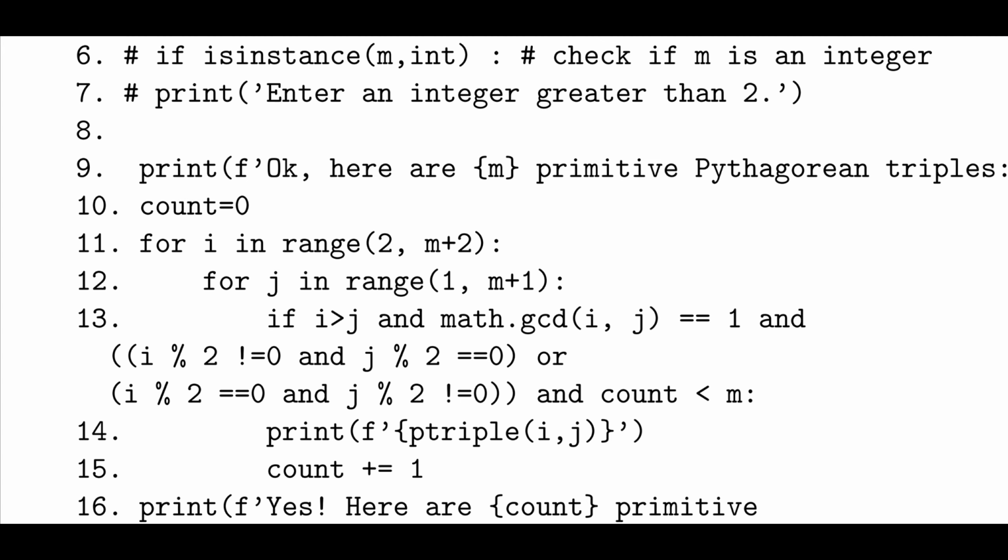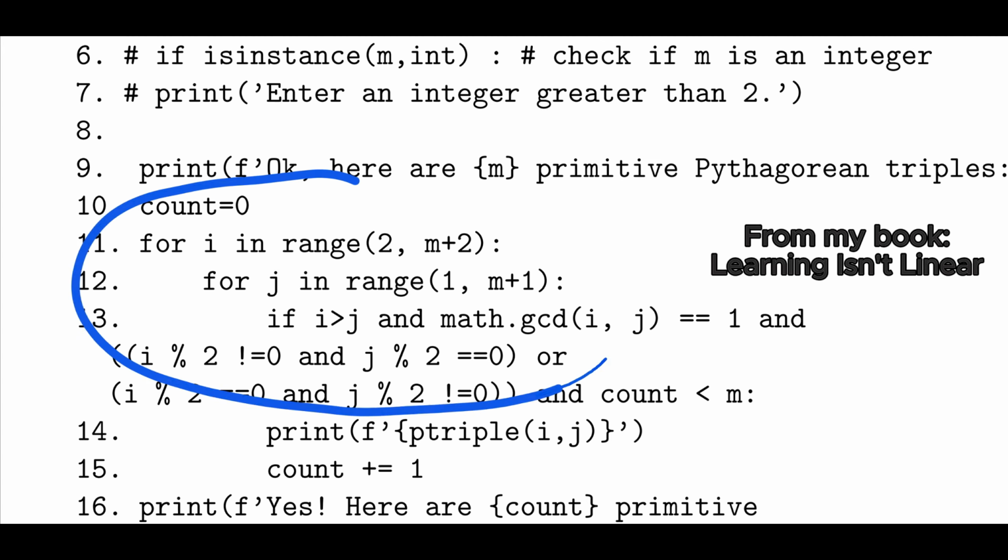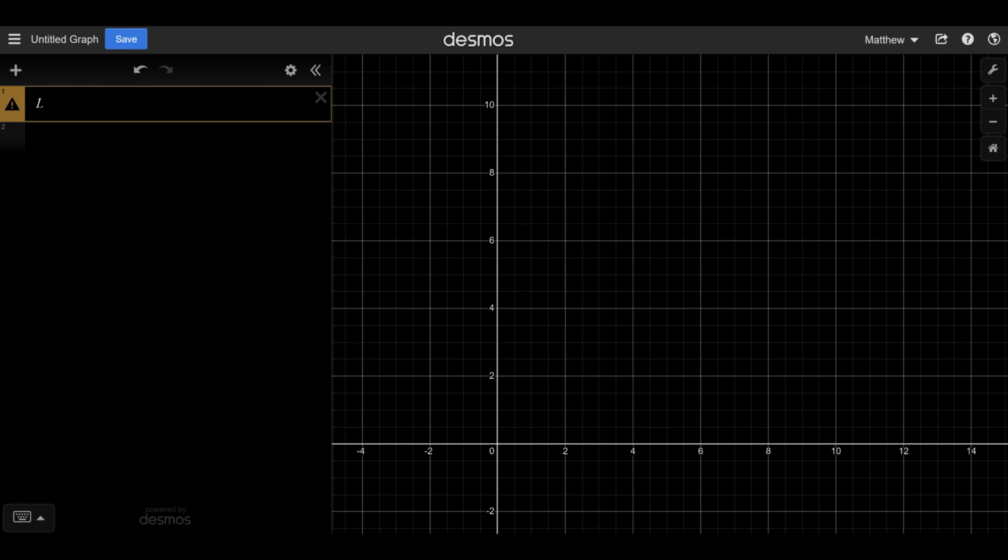Here is the program I wrote in Python for generating Pythagorean triples. Maybe the syntax for Desmos is similar to this nested for loop. And the answer is, pretty much, yes. So here's the code. So it's like a list. You can make a list. And now we're going to make the points.